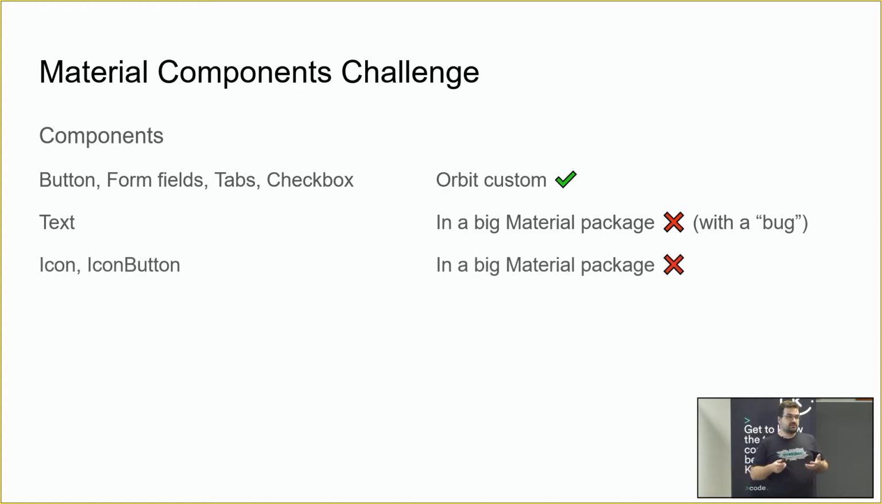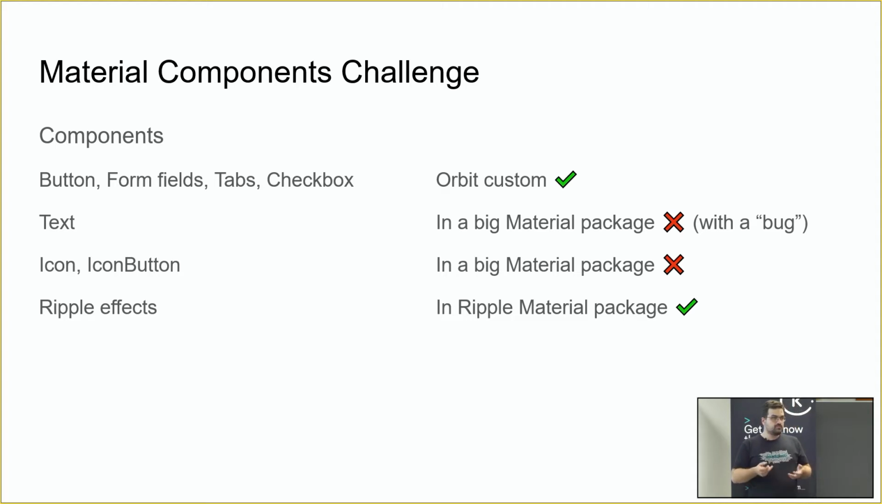Next, you would guess the icon is quite a common component. It could be included directly in Compose. You wouldn't need material for this. But it actually is in the same big material package. So icon and icon button are also there. Next, there is the ripple effect. This is pretty much natural to all Android applications, even if they are not using material components. So we need this, but quite frankly, this is extracted to its own ripple material package. So this is quite okay to use.